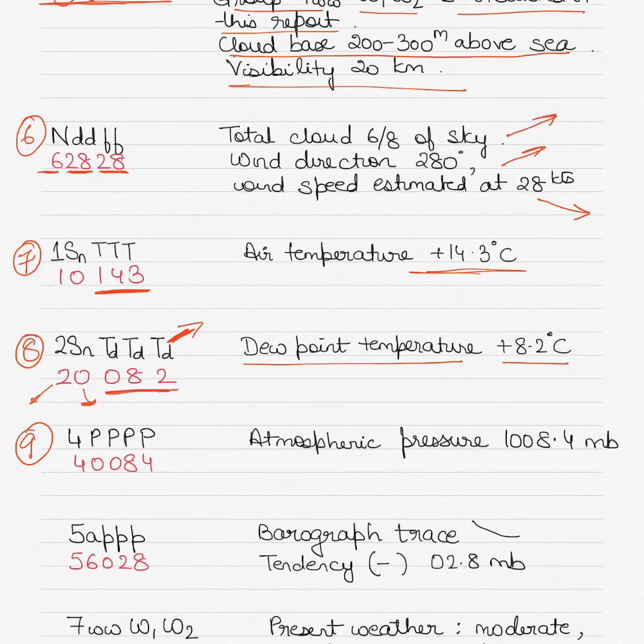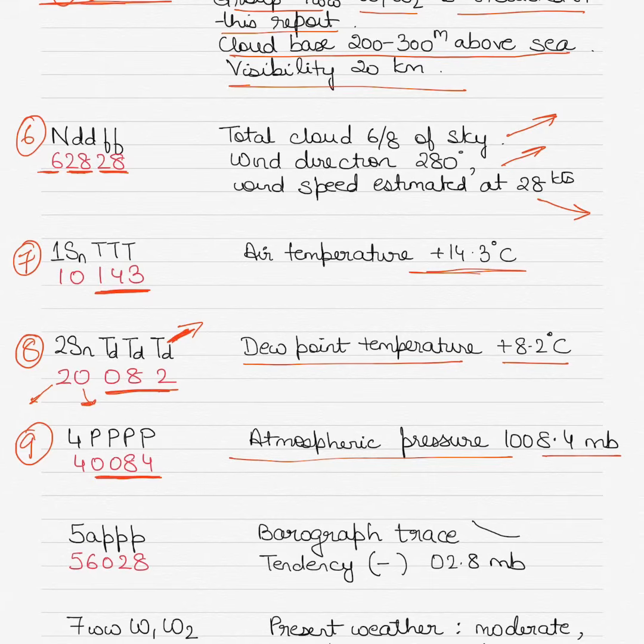Number 9 is your atmospheric pressure, 1008.4, where your last 4 stands for the pressure. 4 is the indicator. Again, you have to go into the relevant table for that. So if you go into the very first page, it will tell you what number of table you have to go into to find out the relevant pressure, atmospheric pressure. So if you go into 4 ppp, you can find out what the pressure stands for.